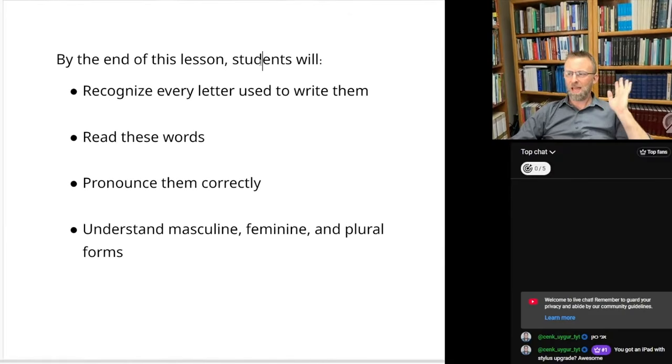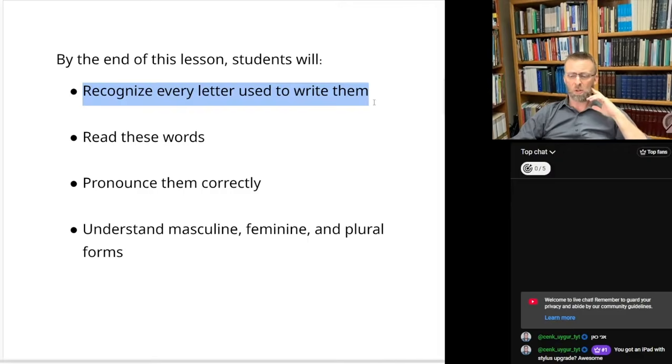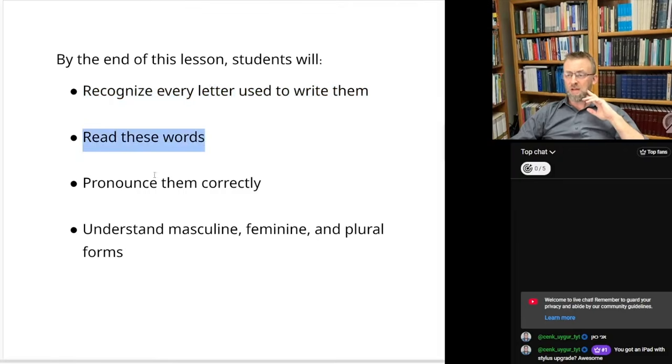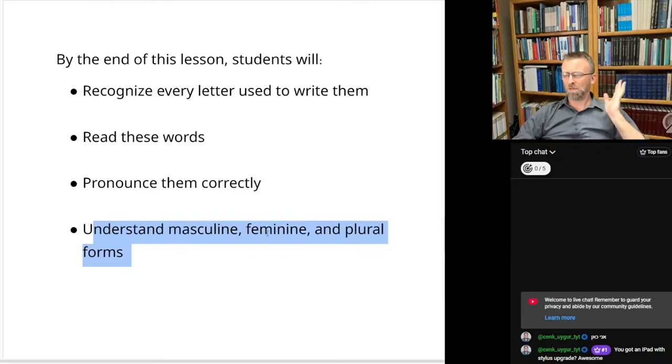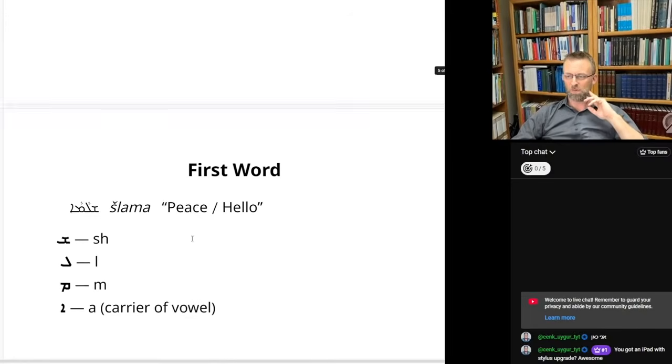So hopefully by the end of this lesson, you will be able to recognize every letter used to write these phrases. We're not doing the whole alphabet today, only the letters that are relevant for this lesson. You're going to be able to read the words in Chaldean, and you're going to be able to pronounce them correctly. And then finally, you'll be able to understand masculine, feminine, singular, and plural forms. It's a modest goal, but it's sufficient for a first lesson.